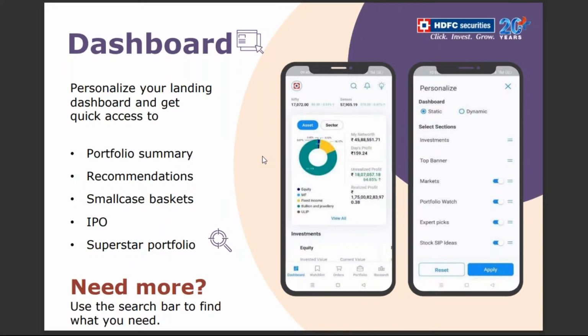And next is the IPO. IPO is also a section under the dashboard. The latest IPOs will be listed here, and we will tell you what kind of IPOs we are advising the customer to go for. The customer can see the rationale behind the IPO, and then they can go for subscription.